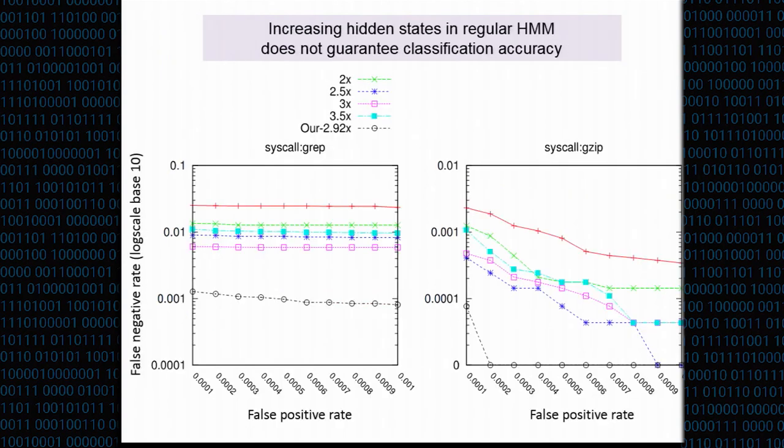We also did system calls. People ask if it is because of the number of hidden states, that you have more hidden states and that's why you have better results. We also tried the regular hidden Markov model with a different number of hidden states. Our solution still performed much better. So it's the probability transitions, and this is where we make an impact, not just the hidden state number.